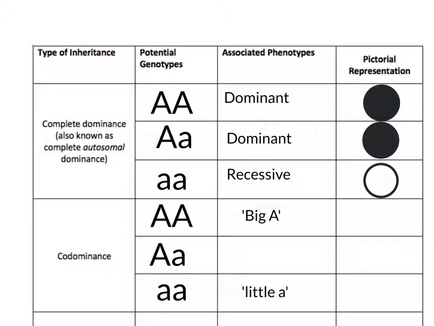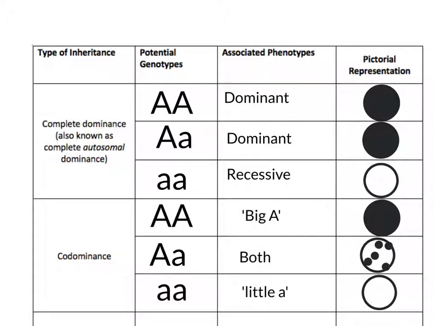But if you have a big A and a little a, you'll actually show both a big A and a little a phenotype. So in this case, we'll call the black hair big A and the white hair little a. But someone who is heterozygous might be black and white polka dotted.